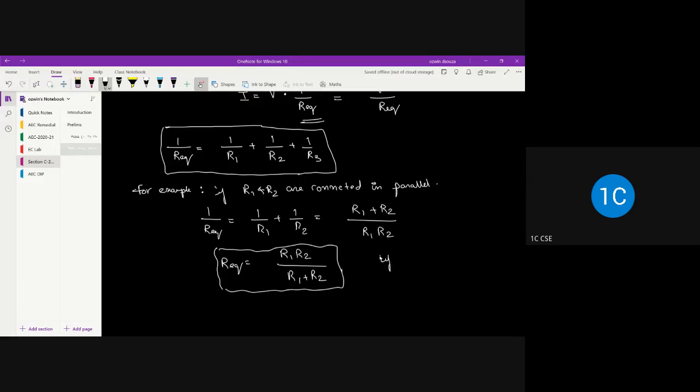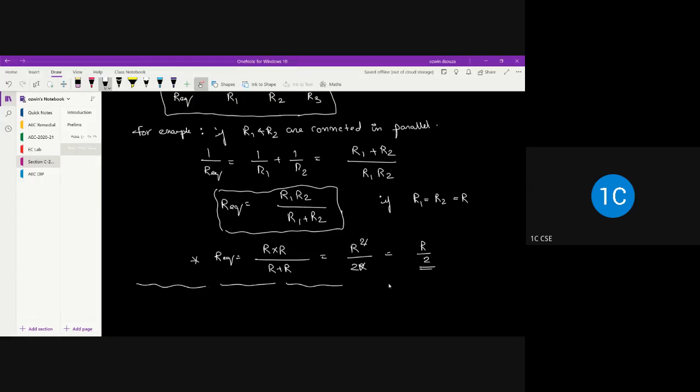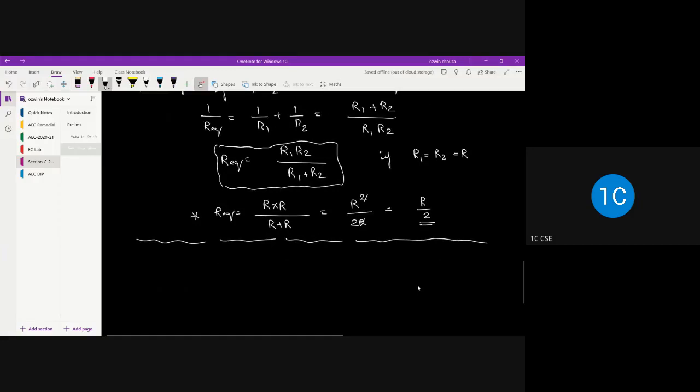On the other hand, if R1 is equal to R2 is equal to R, you would obtain R equivalent as R into R divided by R plus R, that is R square divided by 2R, or R divided by 2. It would be half of the individual resistance value. So these are the simple special cases. This is the reduction formula for parallel connected resistances. Any doubts in this?